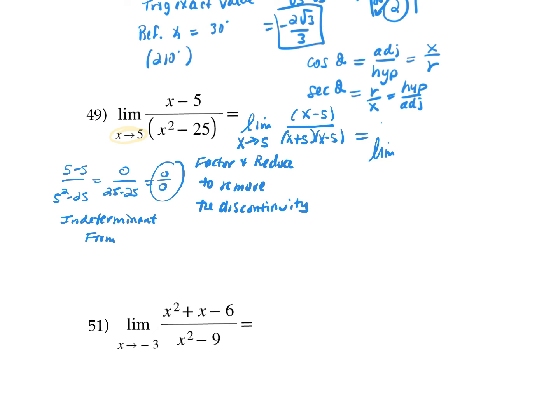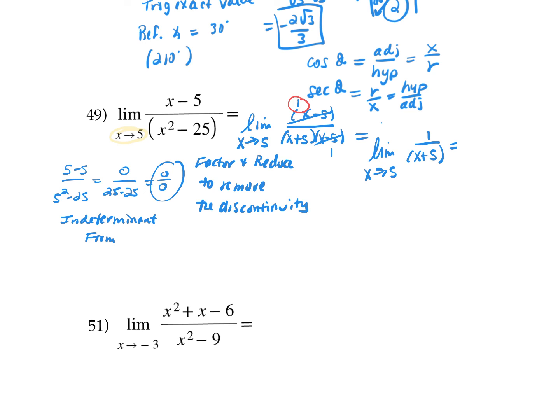So we end up with a limit as x approaches 5. Now reduce. That is like actively removing the discontinuity. Okay, keep in mind that we have a 1 in the numerator now. Don't lose that 1. It has to be 1 over x plus 5.